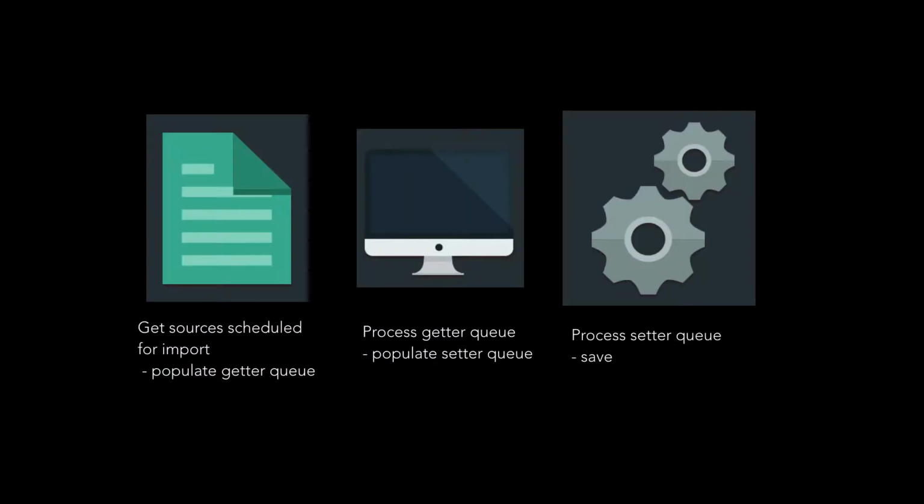So I came up with the approach of two queues. It starts with getting sources, scheduling it for import, and populating the get queue. The get queue is basically a queue of items that holds the blob of data, or chunks of a blob of data. What I do in there is get the data and just set it, without even parsing, in a queue item in Drupal.